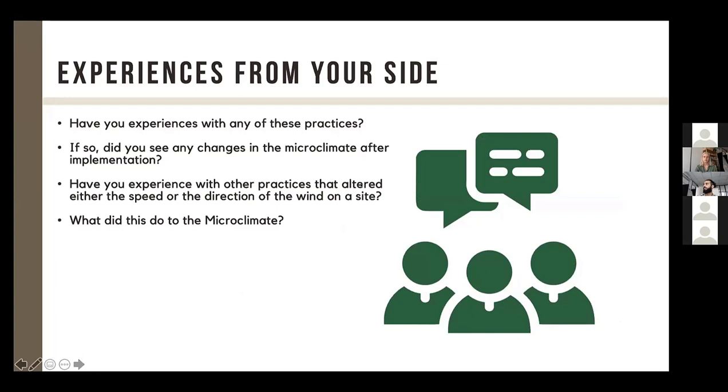In the next session, Bente will be looking at how we're monitoring microclimates, and also we'll have some people from ERIWatch talking about how they're working towards monitoring microclimates.